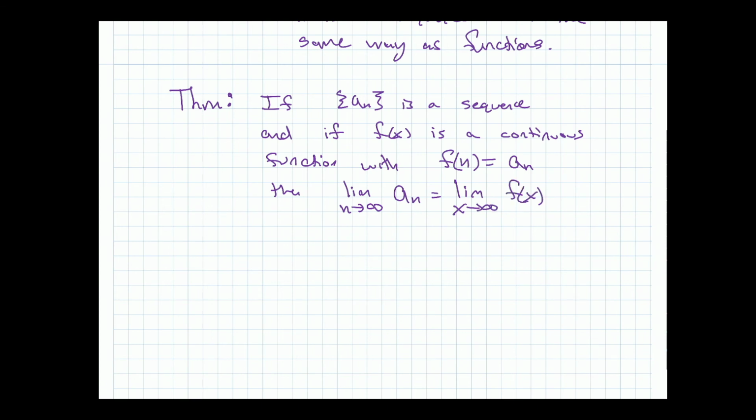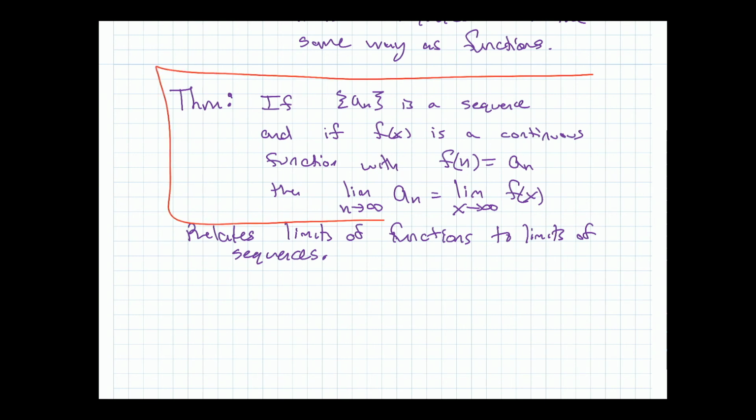Okay, and then this relates limits of functions to limits of sequences. All right. Now that's a complicated looking formula. Okay.